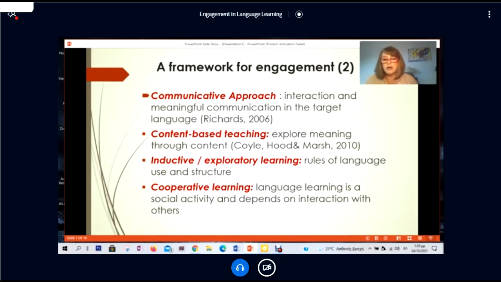At the same time, language learning is facilitated by activities that involve inductive and exploratory learning of the suggested rules of language use and of structure. In addition, we use cooperative learning methodologies since language learning is not a private activity but a social one and depends on interaction with others.